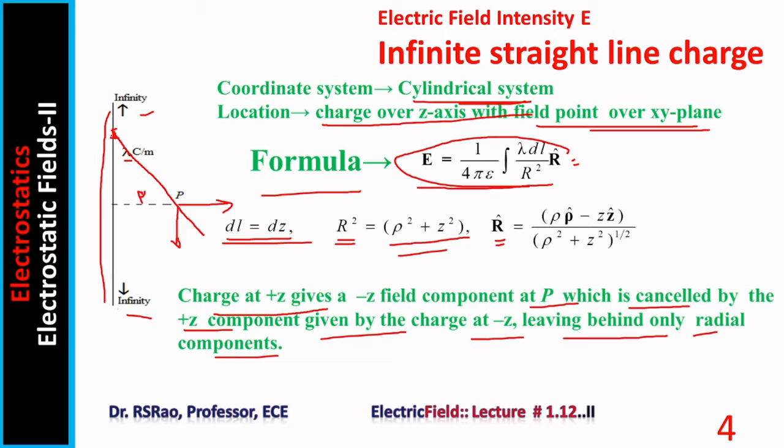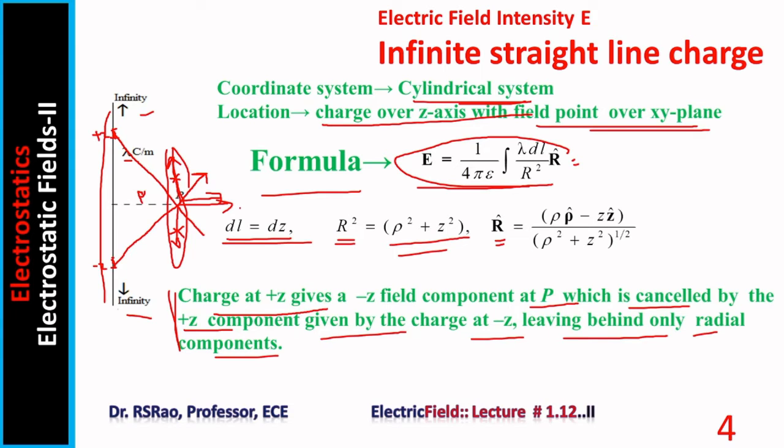Consider another differential charge at the same distance, but at minus z. If this is at plus z, let us suppose this is at minus z. This charge gives rise to a certain amount of field here, which can be resolved into two components, one along the rho direction, another along the positive z direction. The point is, this is in positive z direction, the other is in negative z direction, and magnitude-wise they are equal, so cancellation happens. So we are left with only the rho component.